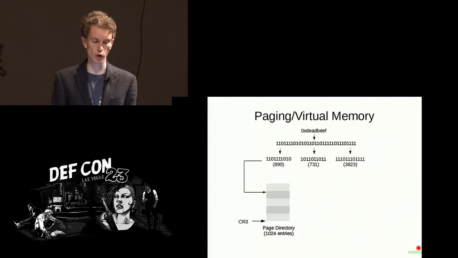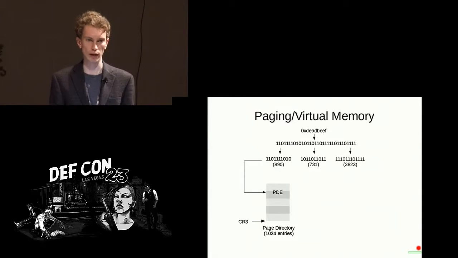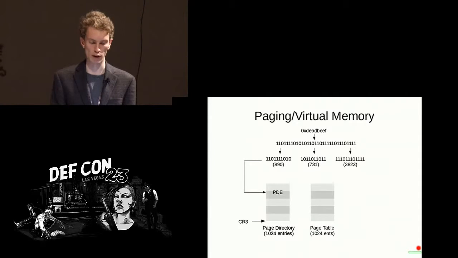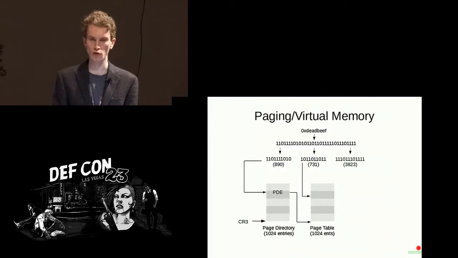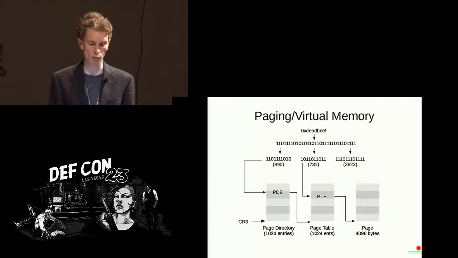And we use the first component as an offset into this table to look up a page directory entry, or PDE. This page directory entry then contains the physical base address of a page table. We now use the second decomposed component of the virtual address to look up an offset in this table. We get a page table entry, and this page table entry then points to the base of the actual physical page in memory that we care about. And then we can use this offset to access whatever byte the user program is interested in.